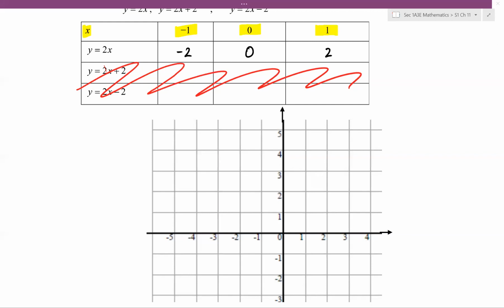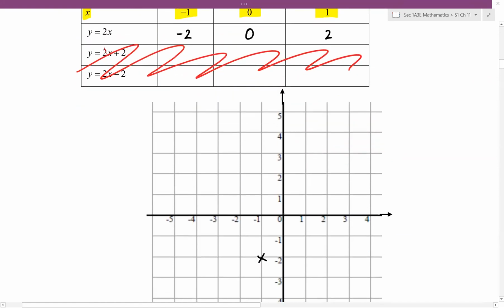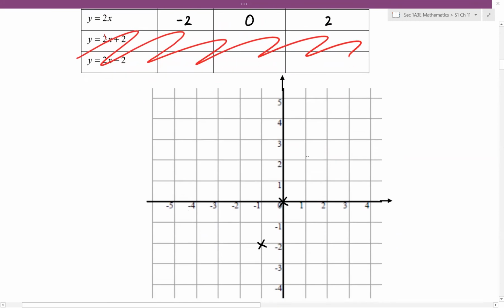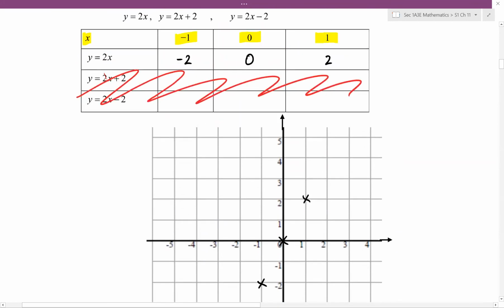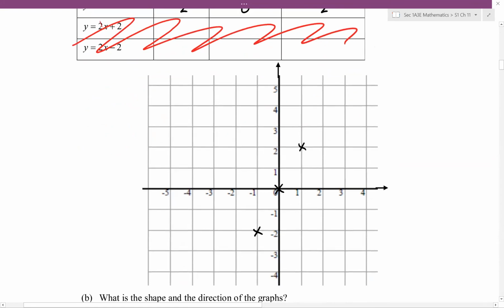-1, -2. So block -1, level -2. Next, block 0, level 0. That is the origin. Block 1, level 2. Okay, so I want you to plot. How do you plot it? Just join.